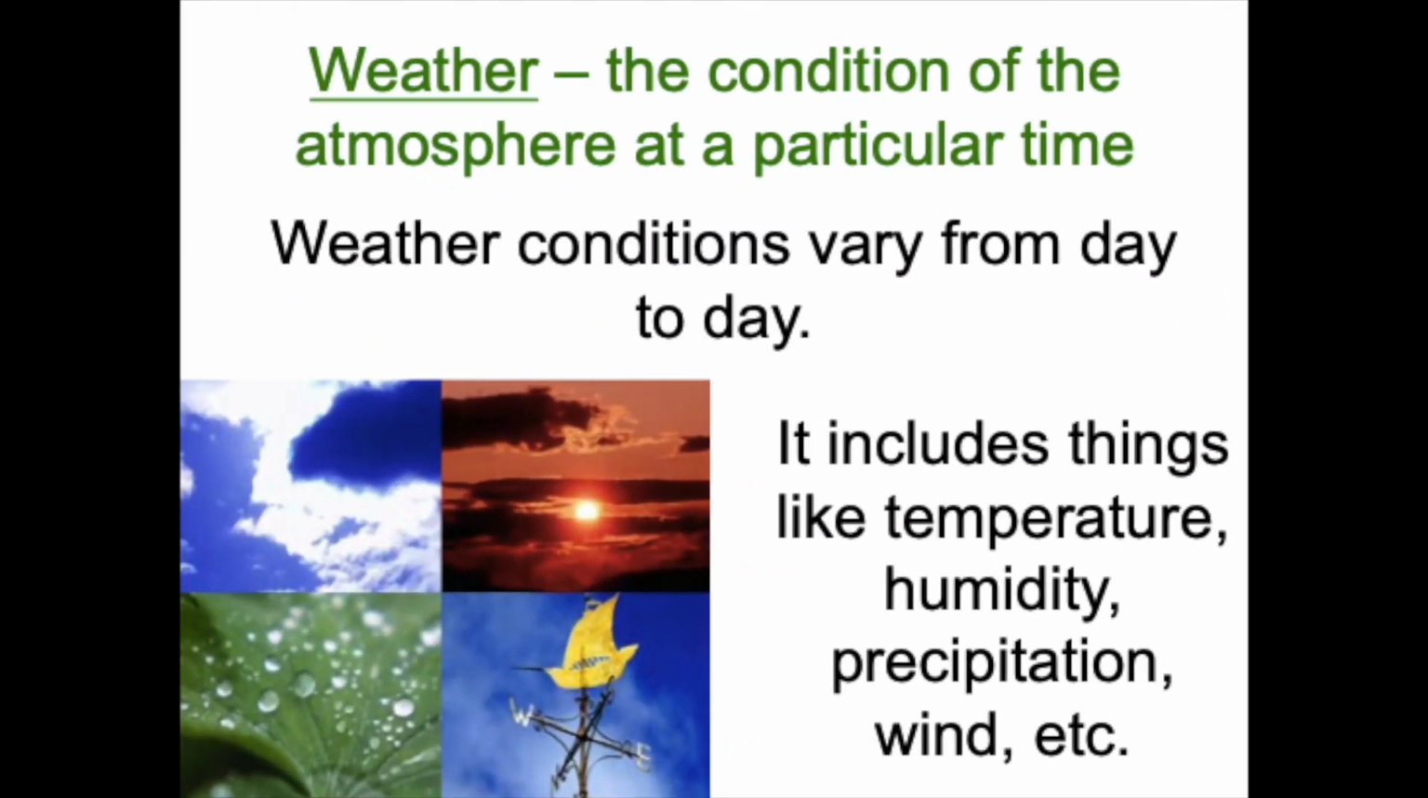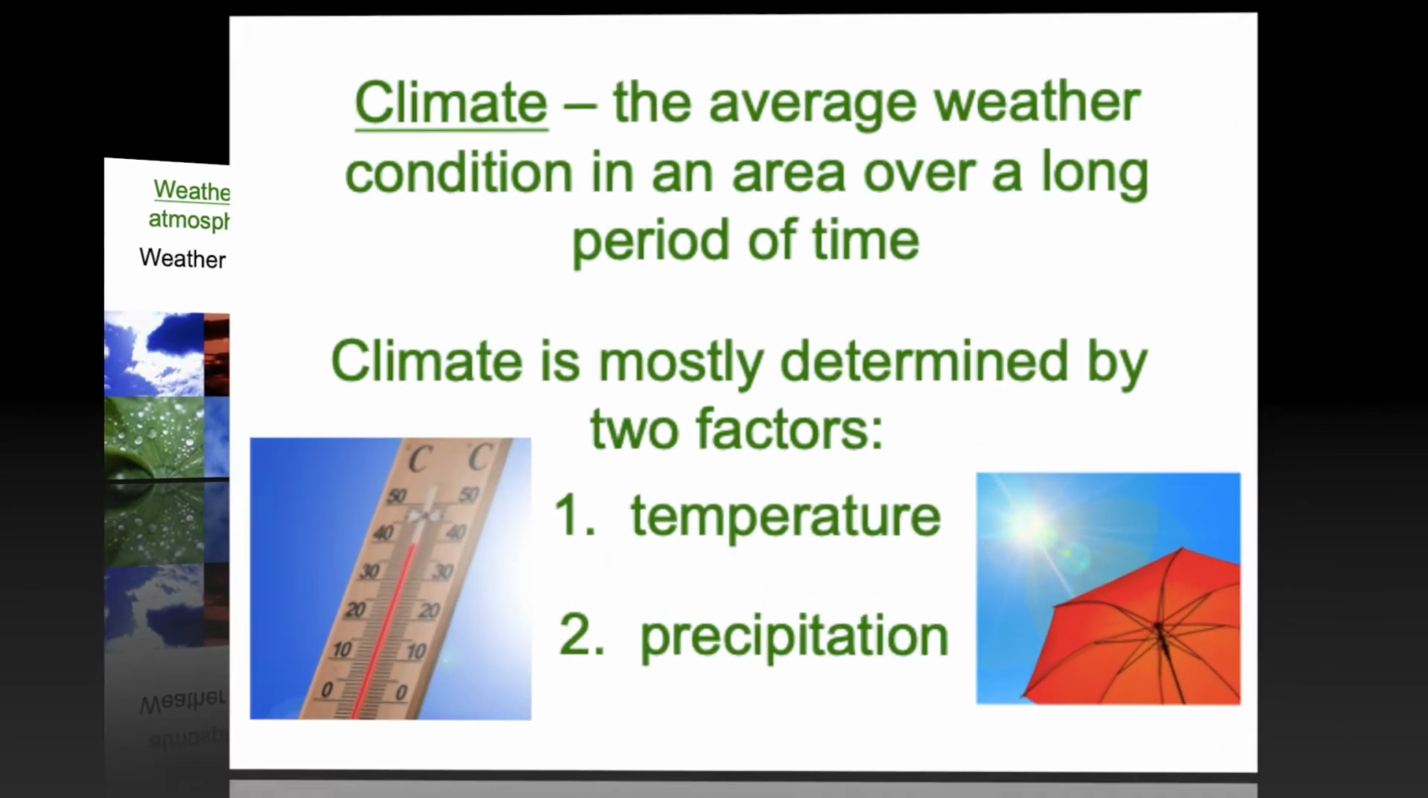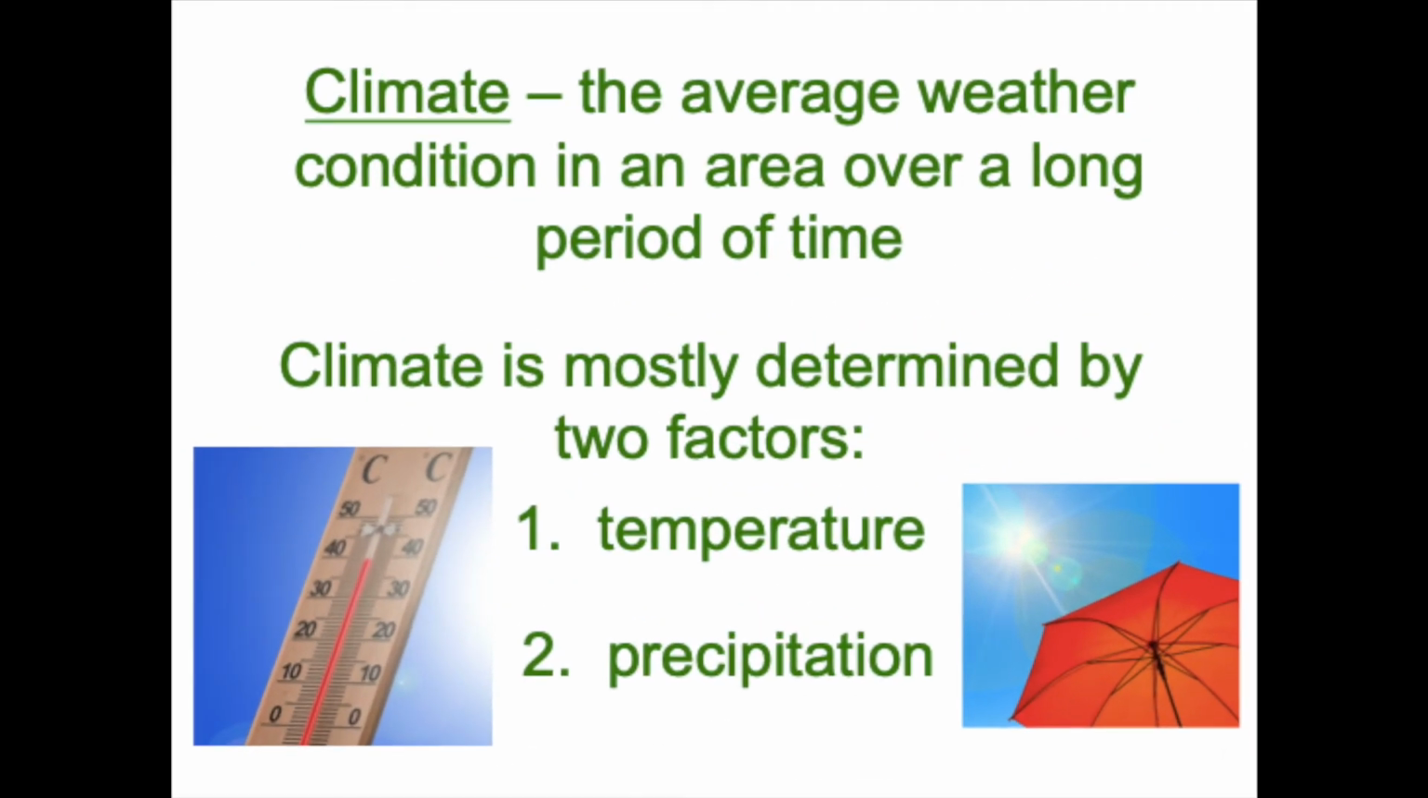Weather is the condition of the atmosphere at a particular place and time. Weather conditions vary from day to day and include things like temperature, humidity, precipitation, wind, and many more. Now, climate, on the other hand, is the average weather condition in an area over a long period of time. Climate is mostly determined by two factors: one, temperature, and the other is precipitation.